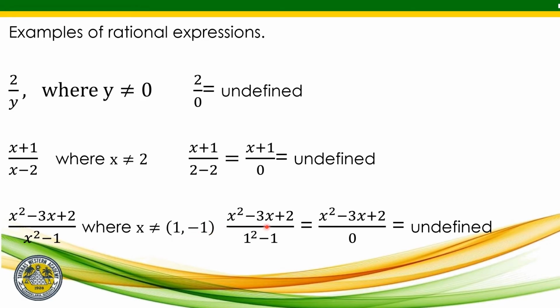So, bakit? So ito yung ating example, x squared minus 3x plus 2 over x squared minus 1. So kapag positive 1 ang value ng x, so 1 squared minus 1 is equal to 0. Kasi 1 times 1 is 1, minus 1 is 0. Undefined. Kapag negative naman, ganun din. Negative 1 squared or negative 1 times negative 1 is positive 1, minus 1 is 0. So, undefined. So, hindi dapat magiging 0 ang ating denominator.